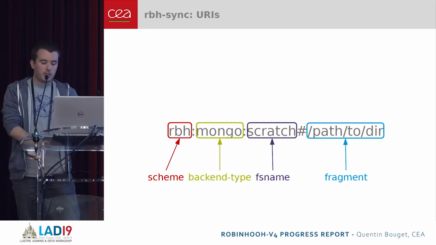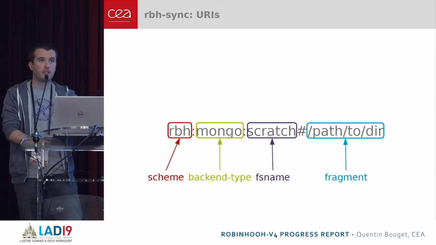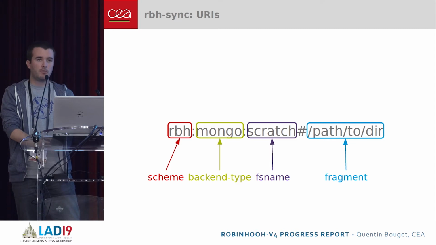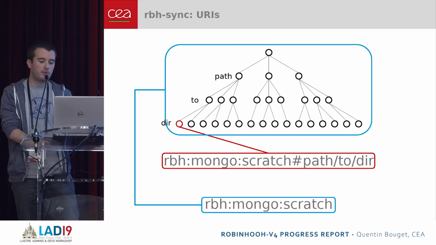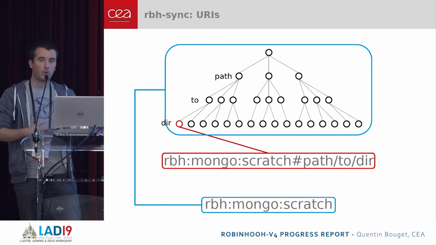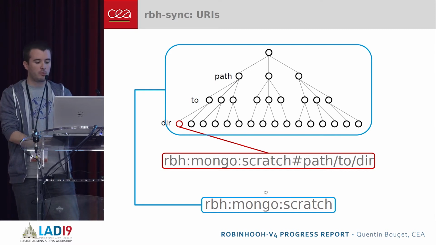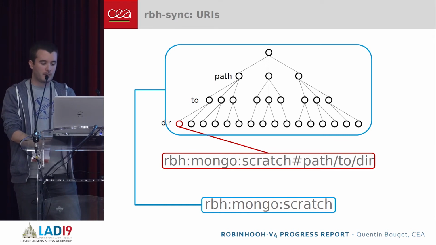This is the same thing that you see in a URL when you go to a site and you have the # with the ID of an HTML element, and your browser knows that it has to render the page starting at this particular HTML node. Well, in Robinhood, it's a tiny bit different. Here, the fragment has the meaning of a path in your file system. So basically, the URI without the fragment part refers to a whole backend, while with the fragment part, it only refers to a particular entry in that very backend.